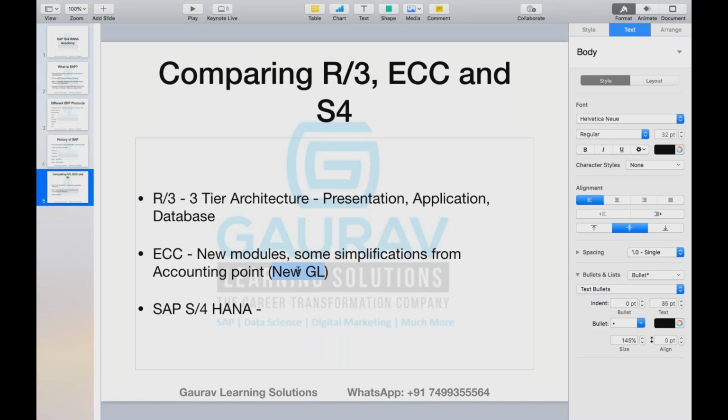But apart from this, there are a lot of simplifications in the logistics features also, MM and SD also, when compared to R3 with ECC. So with ECC, SAP introduced some new modules and some new simplifications into different logistics modules. And finally, SAP came up with SAP S4HANA in 2015. Now, one of the biggest benefits of using SAP S4HANA is this HANA. What exactly is this HANA?